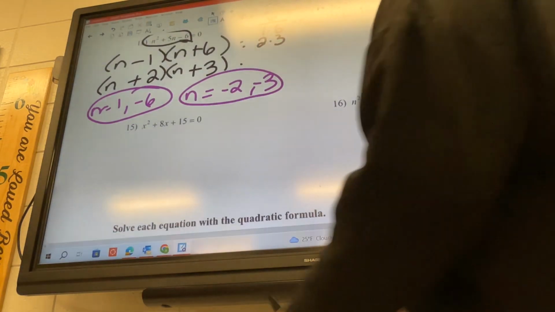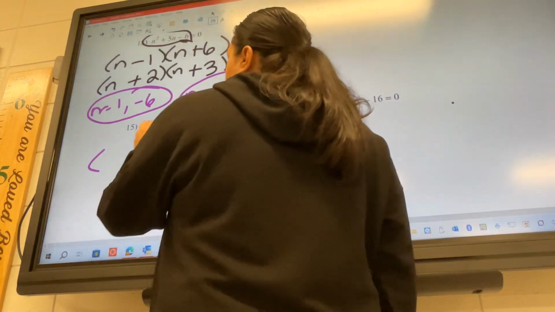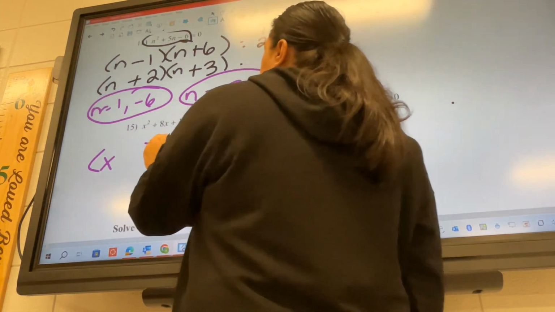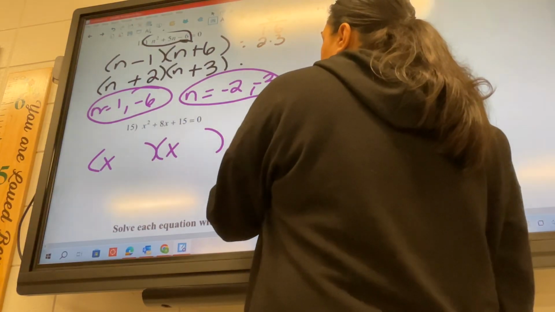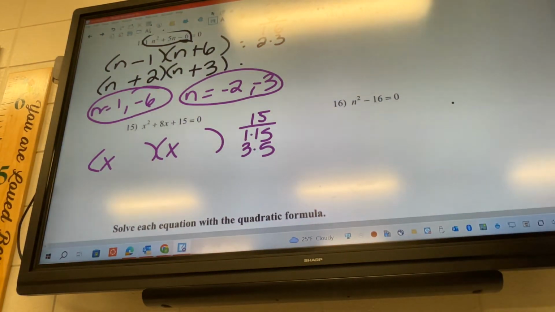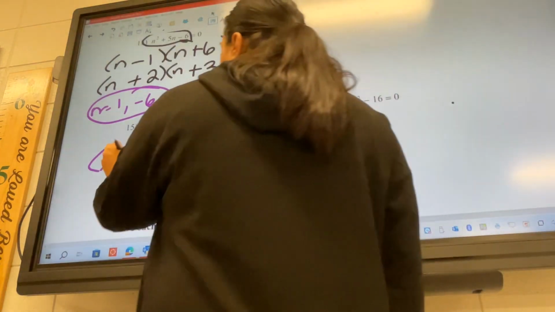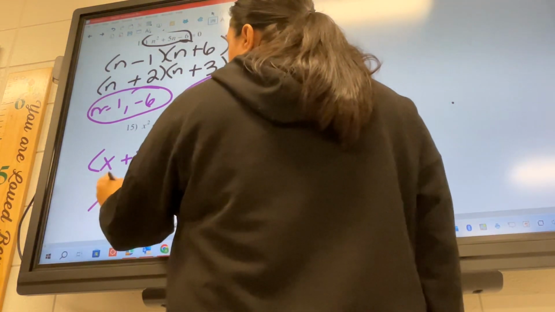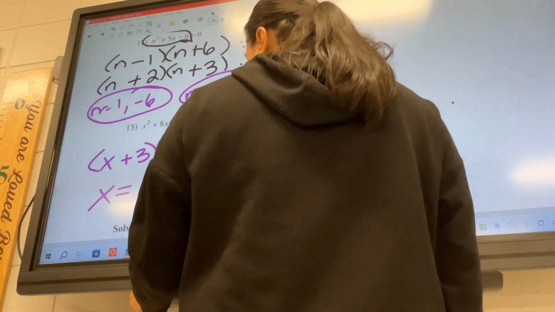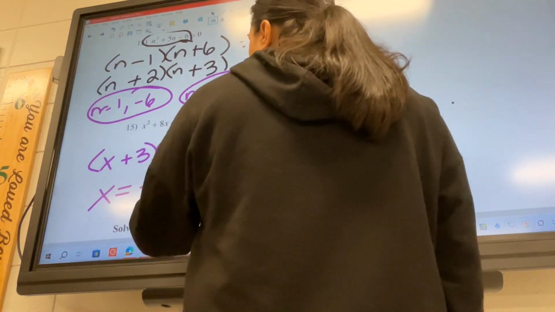We're almost done. We got x and x, and we're going to make a list of 15. So 1, 15, 3, 5. I need something to give me an 8. 3, 5, and I need a plus 8. Plus 3 and a plus 5. So my actual answer is going to be x equals what? Negative 3, negative 5.